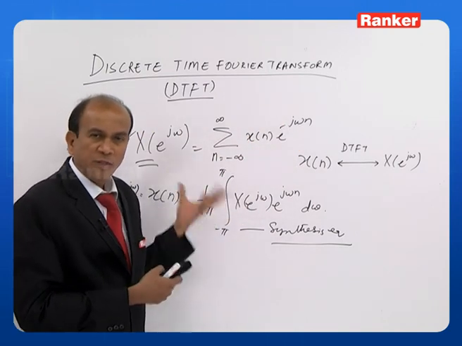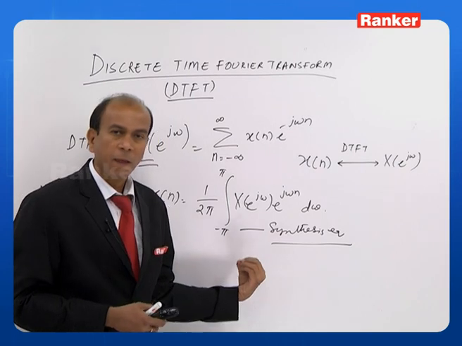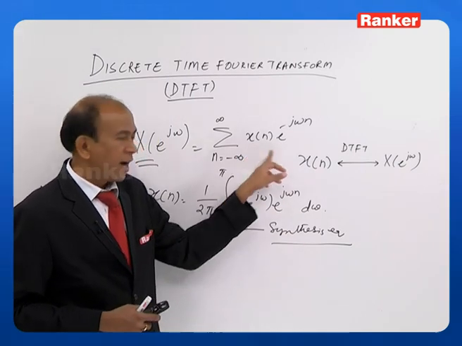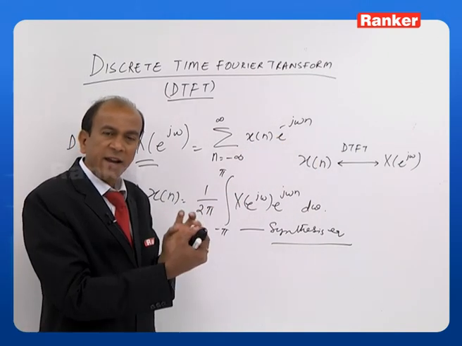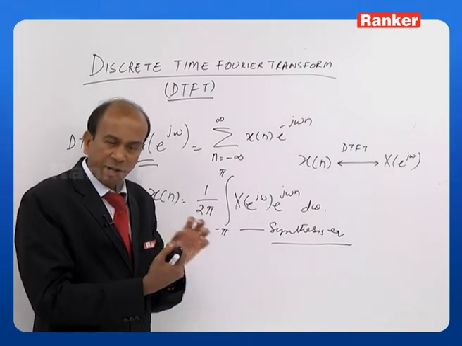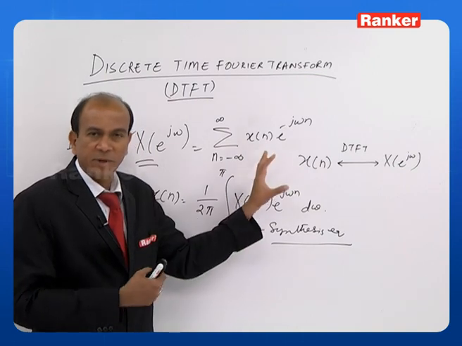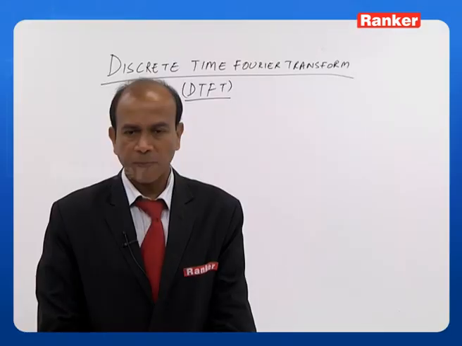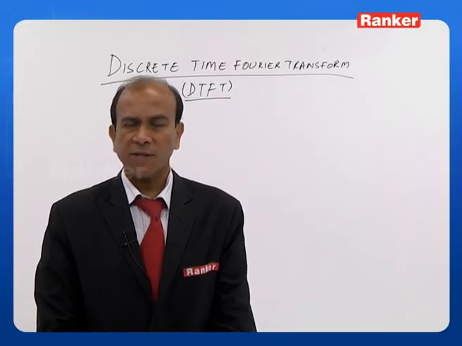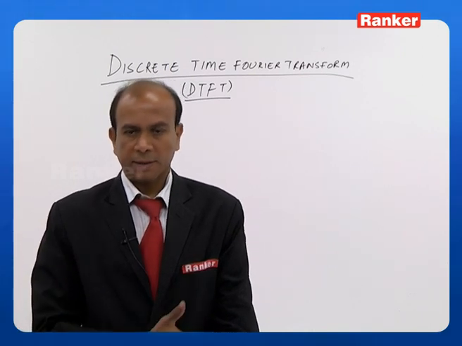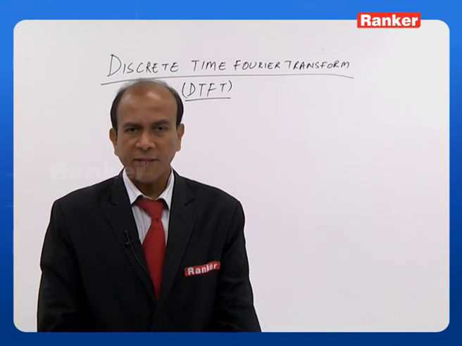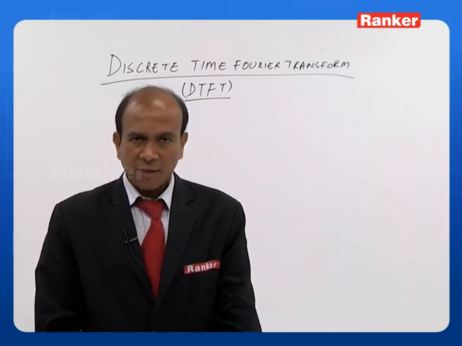And actually x of n is also called a synthesis equation, because it indicates that it is a summation of closely related frequency components which are nearby to each other. Like CTFT, the frequency spectrum of the discrete time Fourier transform is also continuous in nature. Okay, CTFT is continuous, DTFT is also continuous. So, what is the difference between a CTFT and DTFT? I will read the differences here.